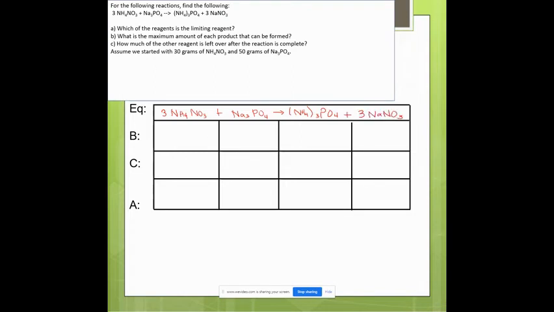All right, then we're going to take our grams and turn them into moles. So this guy I need to divide by his molar mass. And the molar mass for ammonium nitrate is 80. So I'm going to take 30 divided by 80, and that's going to give me 0.375 moles. Then my sodium phosphate, I need to take that 50 grams. I need to divide that by its molar mass, which is 164. So when I divide that 50 by 164, I end up with 0.305.